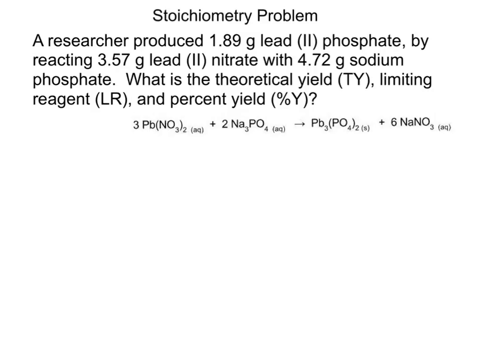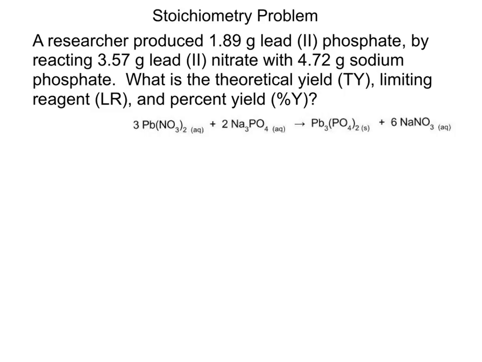Today I'm going to teach you how to solve a stoichiometric problem. A researcher produced 1.89 grams of lead phosphate, our actual yield, by reacting 3.57 grams of lead nitrate with 4.72 grams of sodium phosphate. Question: what is the theoretical yield, limiting reagent, and percent yield?